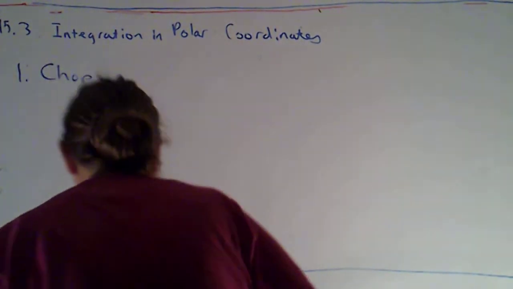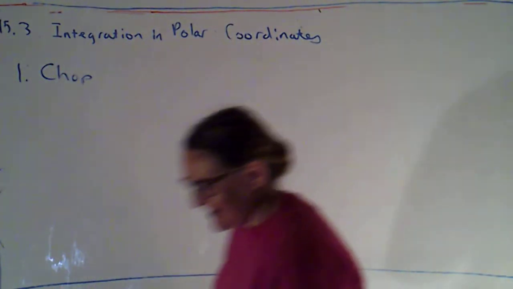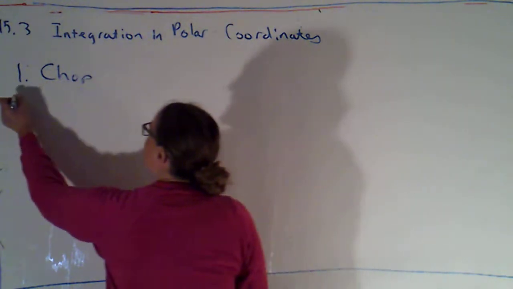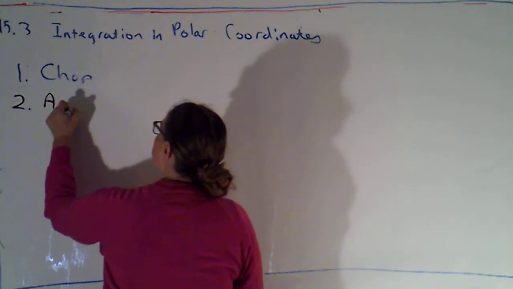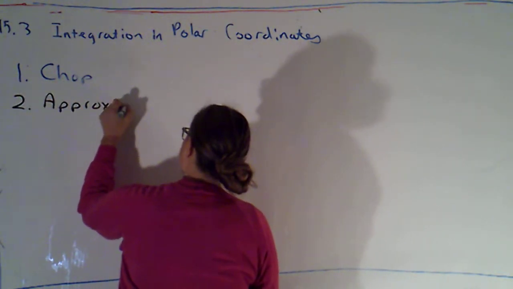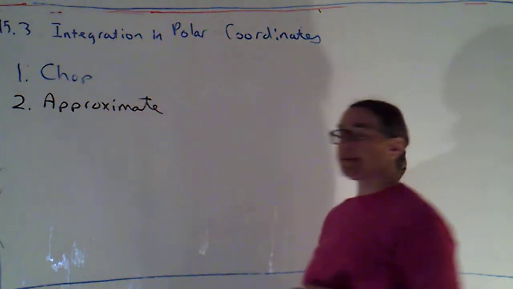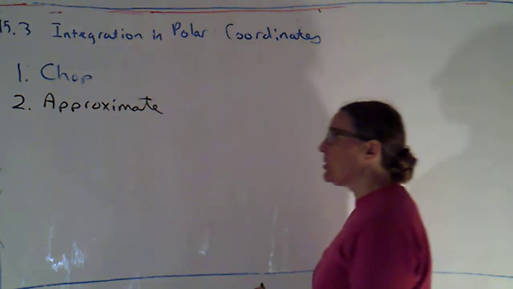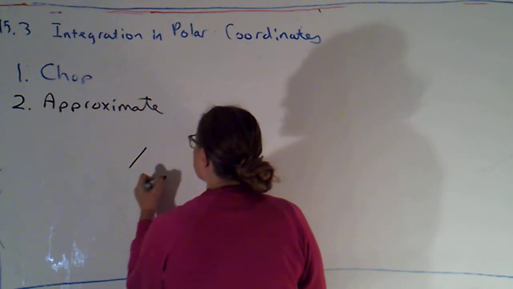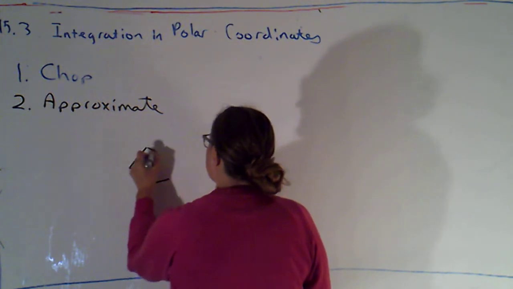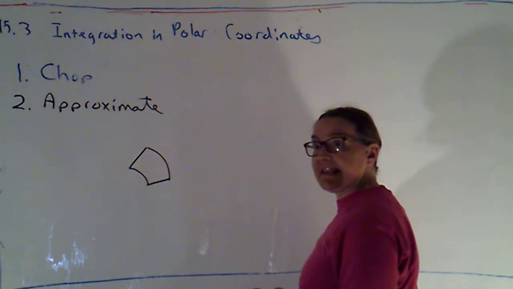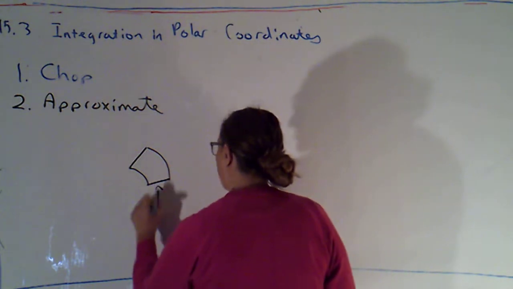Okay, welcome back for video 2 of integration in polar coordinates. We are ready for step 2, which is to approximate. So we're going to approximate the signed volume that we have over each polar rectangle. So let's just suppose that this is the ijth polar rectangle.